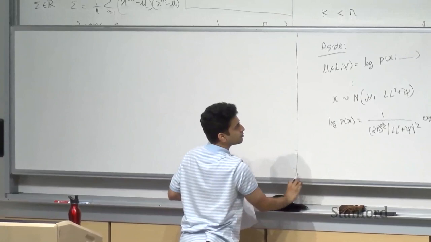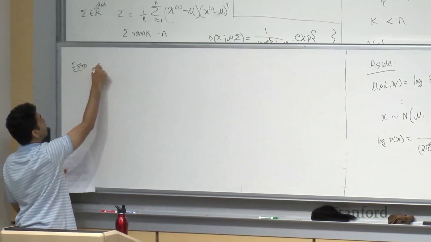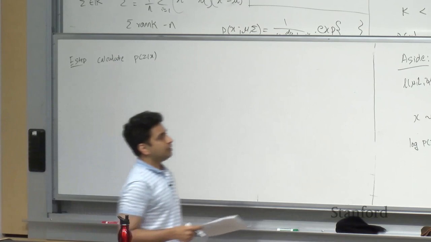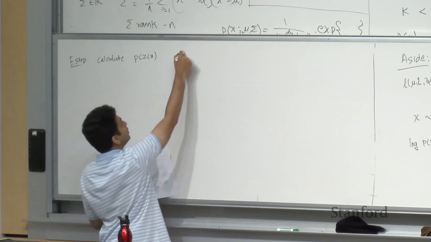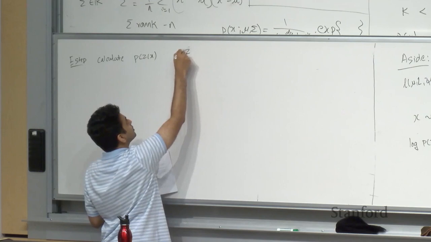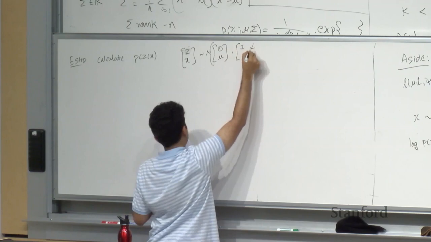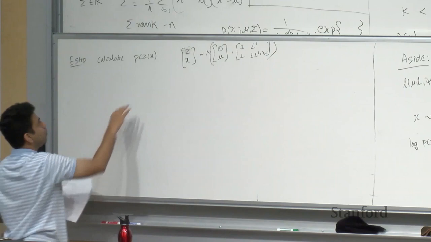So for EM for factor analysis, the first thing we want to attack for the E step is to calculate P of Z given X. In this case, both Z and X are jointly Gaussian, which is the best you can hope for. I'm going to write out the full model here. Z, X is normal with mean 0, mu and covariance is identity, L transpose, L, LL transpose plus psi. So what is P of Z given X? Looking at this, we can just read it off.